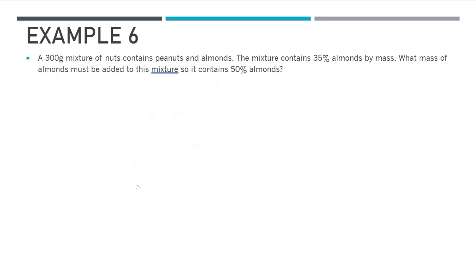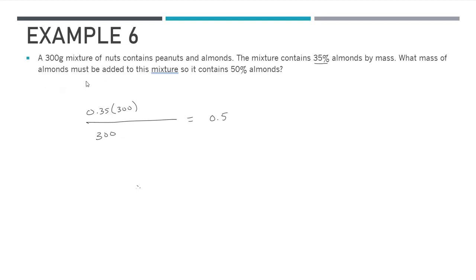Okay, our final question for the unit, and it's another word problem. A 300-gram mixture of nuts contains peanuts and almonds. The mixture contains 35% almonds by mass. What mass of almonds must be added to this mixture so it contains 50% almonds? Okay, so our goal is to have 50% almonds, which is 0.5. So far, I have 35% is almonds, so 0.35. I'm going to multiply that by the total amount, so that's 300 right now. So 35% of 300, and that's out of 300 is our original mass.